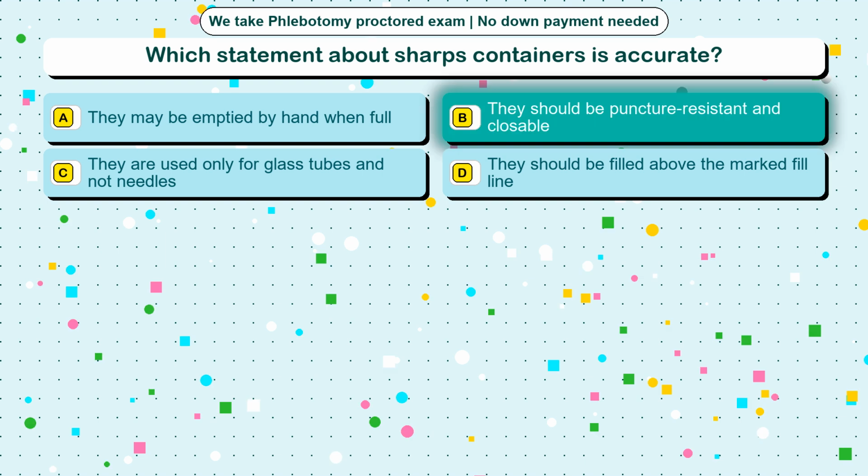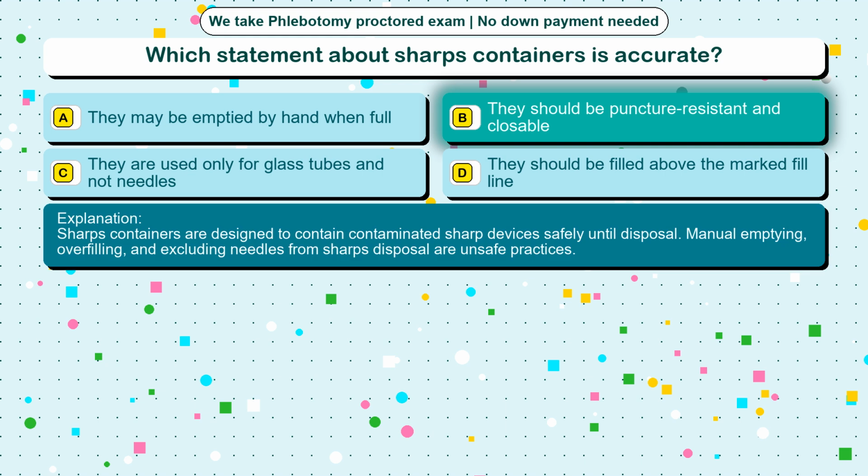The correct answer is option B, they should be puncture resistant and closable. Sharps containers are designed to contain contaminated sharp devices safely until disposal. Manual emptying, overfilling, and excluding needles from sharps disposal are unsafe practices.